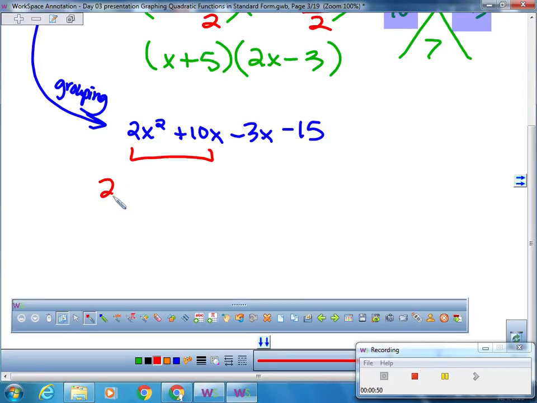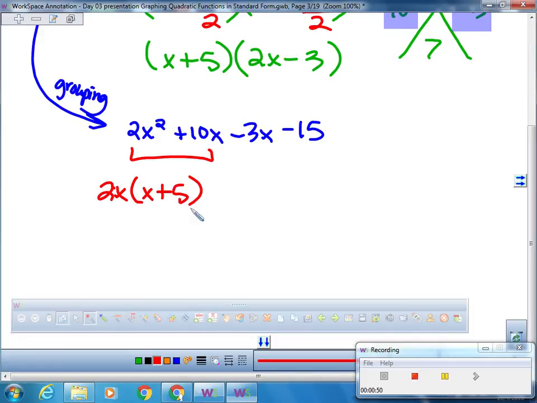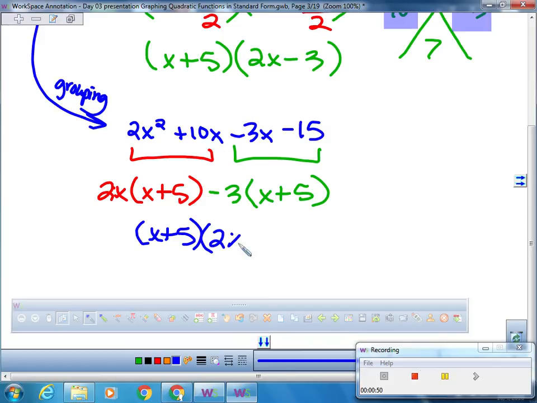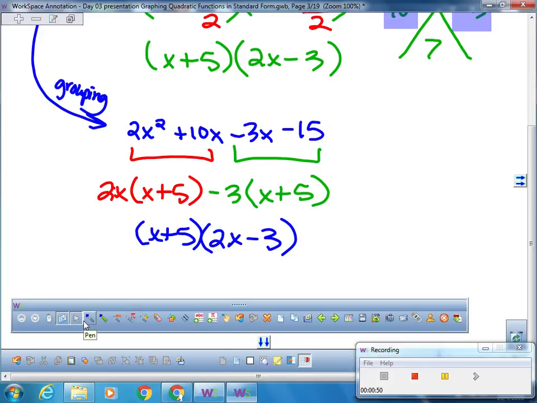Then your next step was to group these two, and I get 2x times x plus 5, and then I grouped the other one, negative 3 times x plus 5. You guys really think that this is faster? I mean, it's more mathematically sound. You can see the process, but I mean, you guys decide.